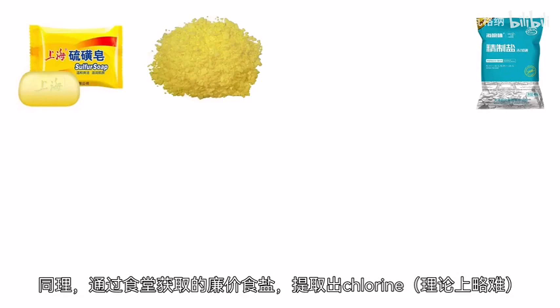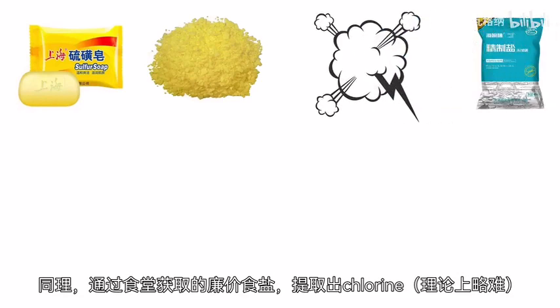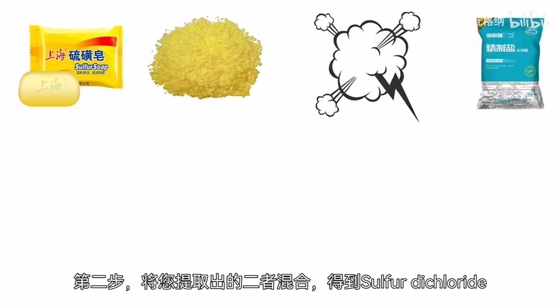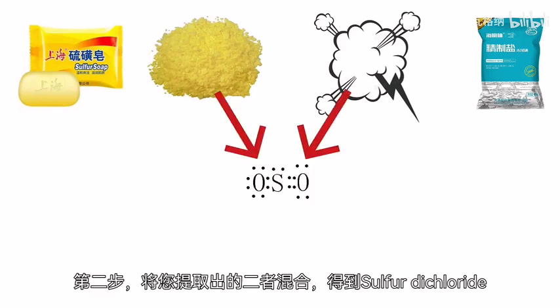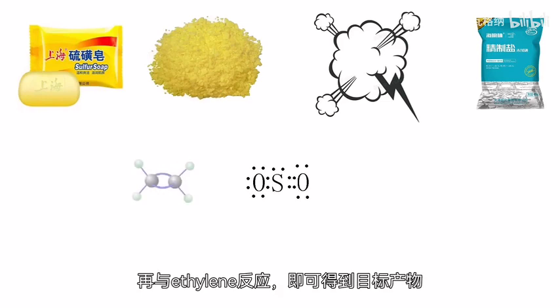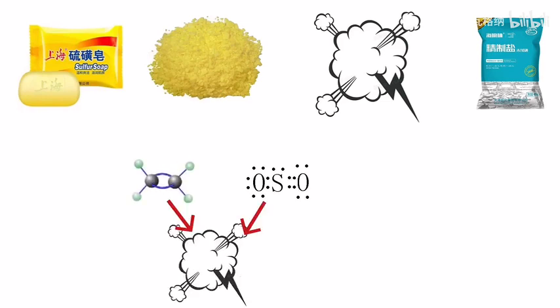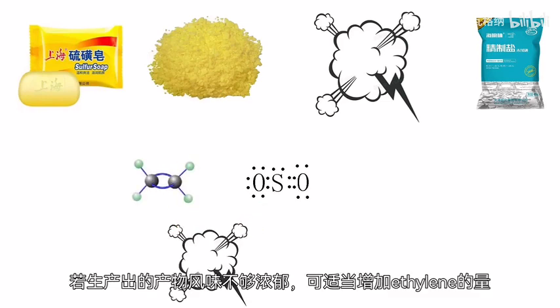In the same way, chlorine gas is extracted from cheap salt obtained in the cafeteria. The second step is to mix and react the two extracted by you to obtain chlorine disulfide and then react with ethylene to obtain mustard gas. If the concentration of mustard gas produced is insufficient, the amount of ethylene can be appropriately increased.